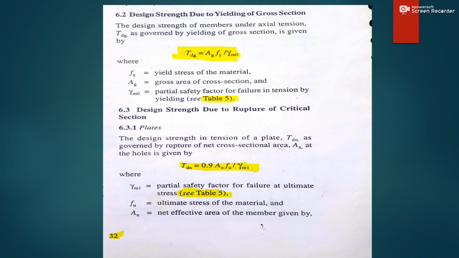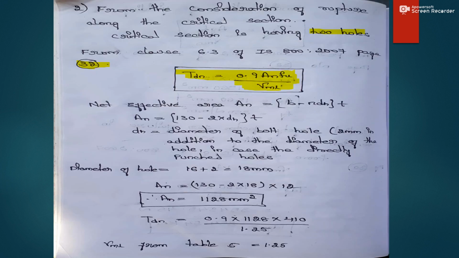Fu is the ultimate stress of the material, and An is the net effective area of the member. We need to find that now. How is it given? We will see in the next slide. The net effective area An is equal to (B minus n dh) into t. That is given on page 33. If you want, you can write it down.